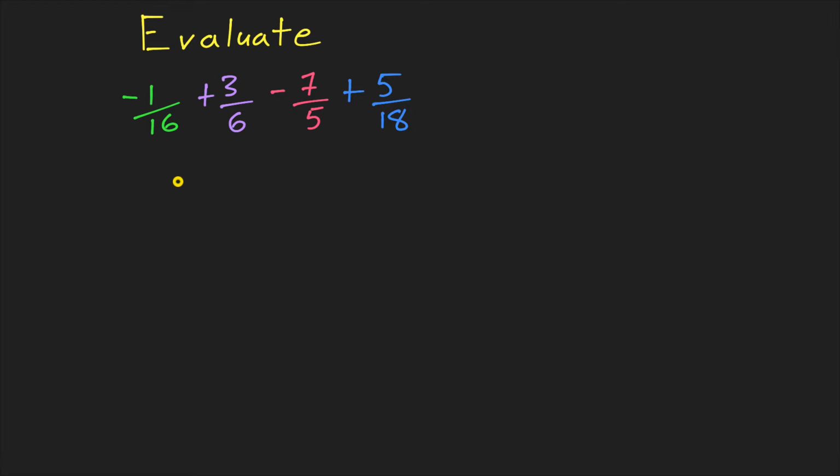So the first thing you'd want to do is look at every one of these fractions and ask yourself, can I reduce that fraction? So look at -1/16. Well, -1/16 has a 1 in the numerator, so this fraction for sure cannot be reduced. What about 3/6? Well, if you take the numerator 3 and divide it by 3, you're going to get a 1. And if you take the denominator 6 and divide it by 3, you're going to get a 2. So 3/6 can be reduced to 1/2.